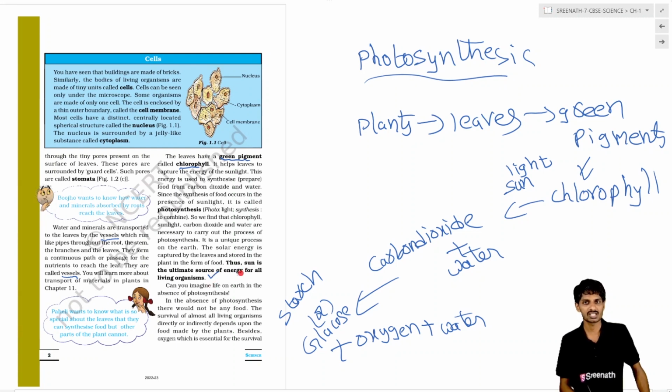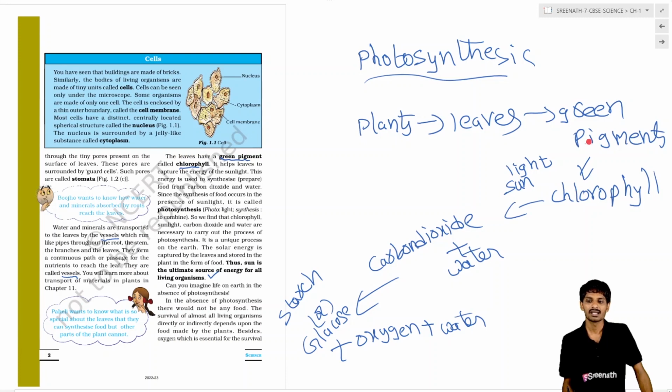If there is no sun, if there is no light energy, there will be no photosynthesis and no food for plants. If there is no food for plants, there will be no plants. If there are no plants, then there is no food for us, so we will also not be there in this universe. So the sun is the ultimate source of energy.